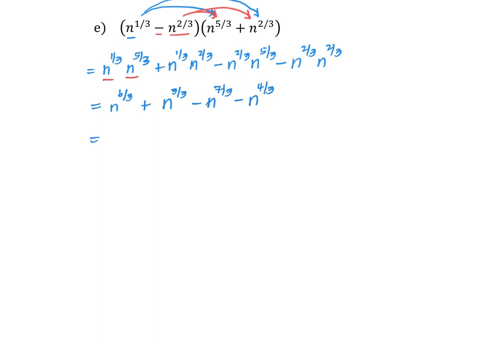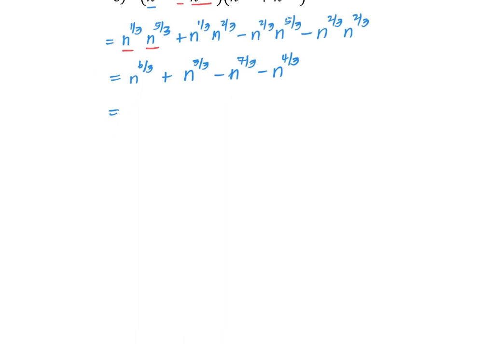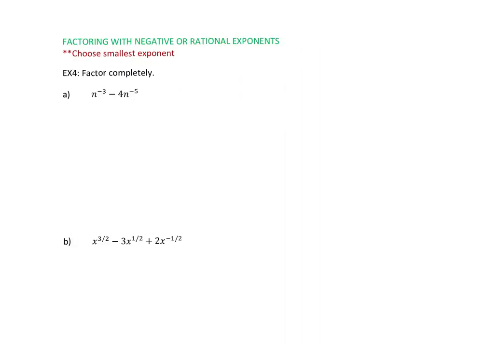And then I'm going to go ahead and simplify those exponents to write n squared plus n minus n to the 7/3, nothing I can do there, minus n to the 4/3. Again, nothing I can simplify there. And that's it. So let's go to the next thing.